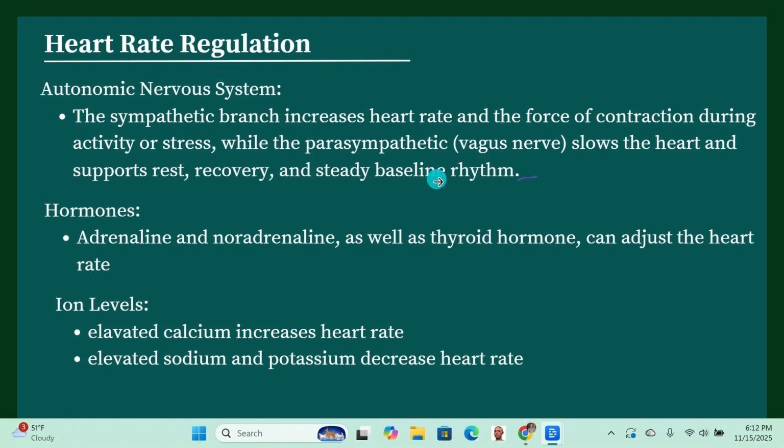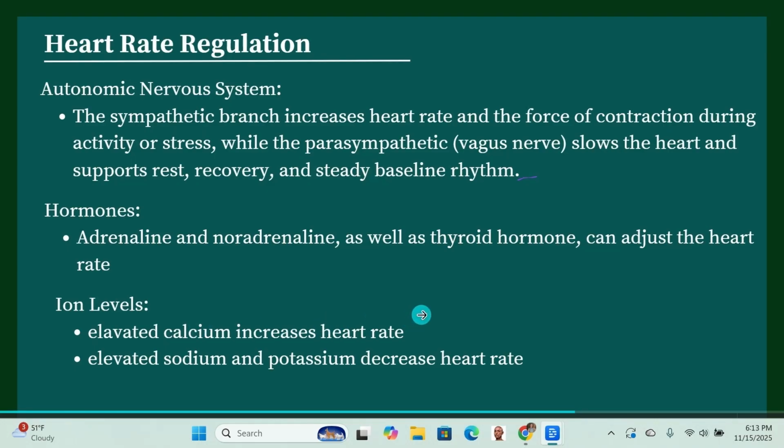So how heart rates are regulated. There are 3 ways that heart rates are regulated. The autonomic nervous system can increase heart rate and the force of contraction when you need it because you have to run or because you're under stress. And that's the sympathetic, and then the parasympathetic will slow the heart rate down to support rest and a baseline rhythm. And then hormones like adrenaline and noradrenaline, as well as thyroid hormones, can change the heart rate. And then ion levels, specifically calcium and sodium, will change the heart rate.